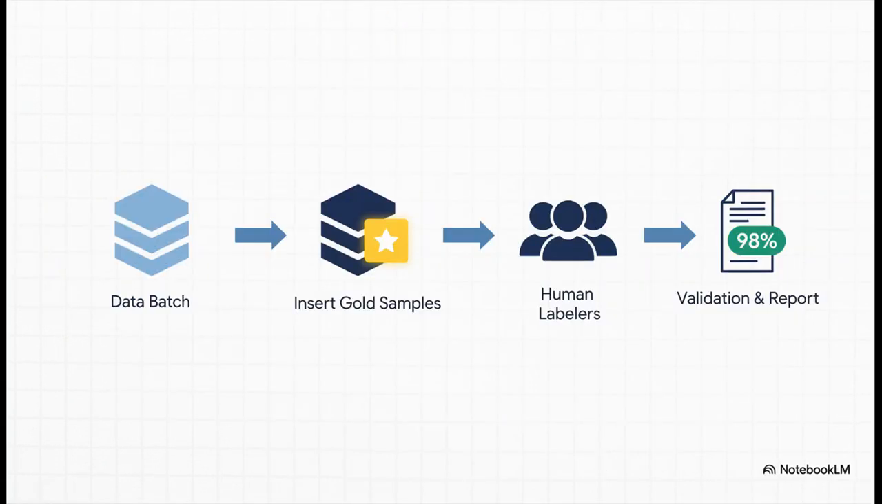So what can you do right now? Here is your quick win. Implement that gold standard validation we talked about this week. It's so simple. Just mix in 5 or 10 samples where you already know the correct answer into every single batch you send out for labeling. It is one of the fastest, easiest ways to get a read on the integrity of your entire labeling pipeline.